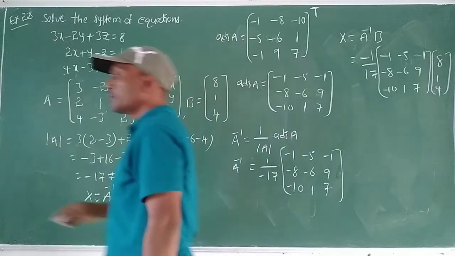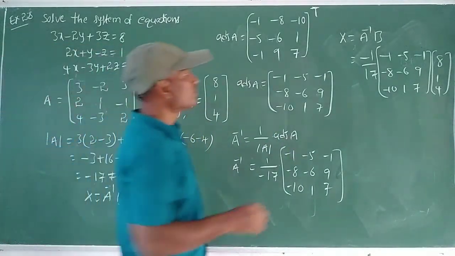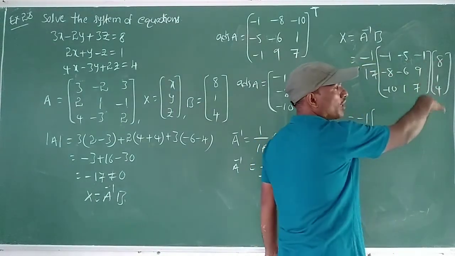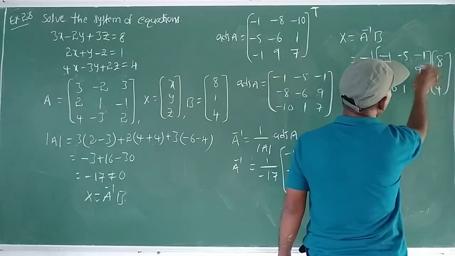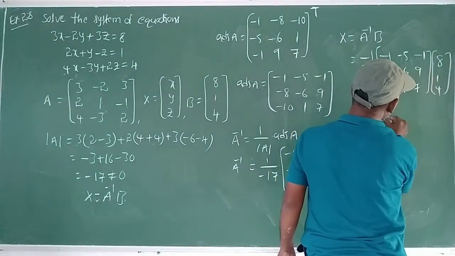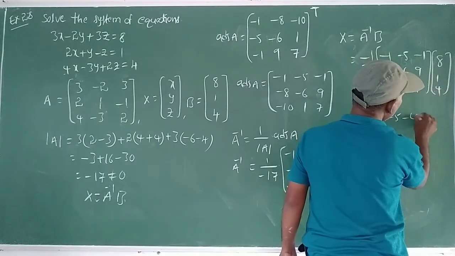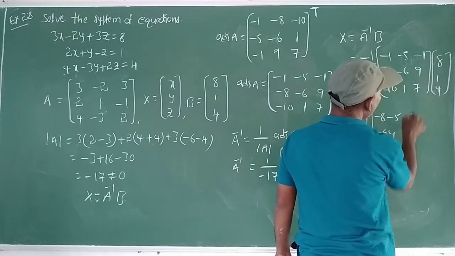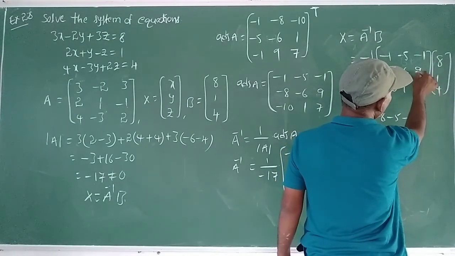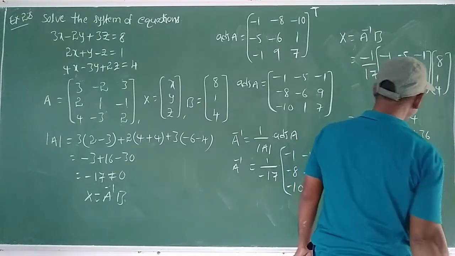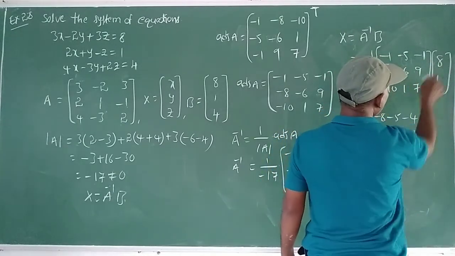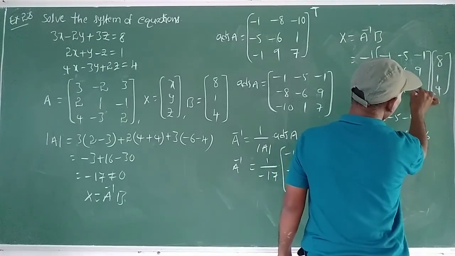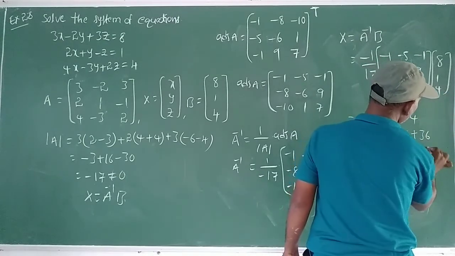8, 1, 4. Okay, row-column product here, minus 1 by 17 as it is. First row, first column: minus 1 into 8, minus 8. Minus 5 into 1, minus 5. Minus 1 into 4, minus 4. Next, second row, first column: minus 8 into 8, minus 64. Minus 6 into 1, minus 6. 9 into 4, plus 36. Next, third row, first column: minus 10 into 8, minus 80. 1 into 1, plus 1. 7 into 4, plus 28.